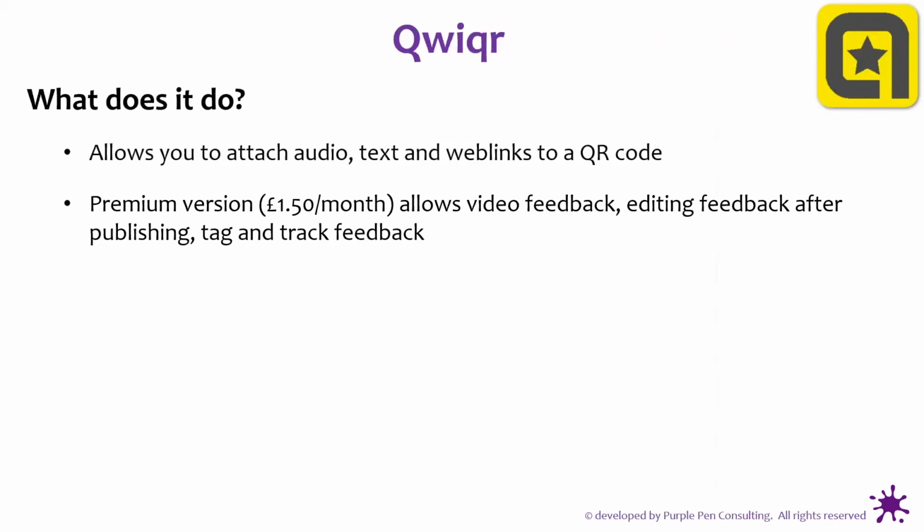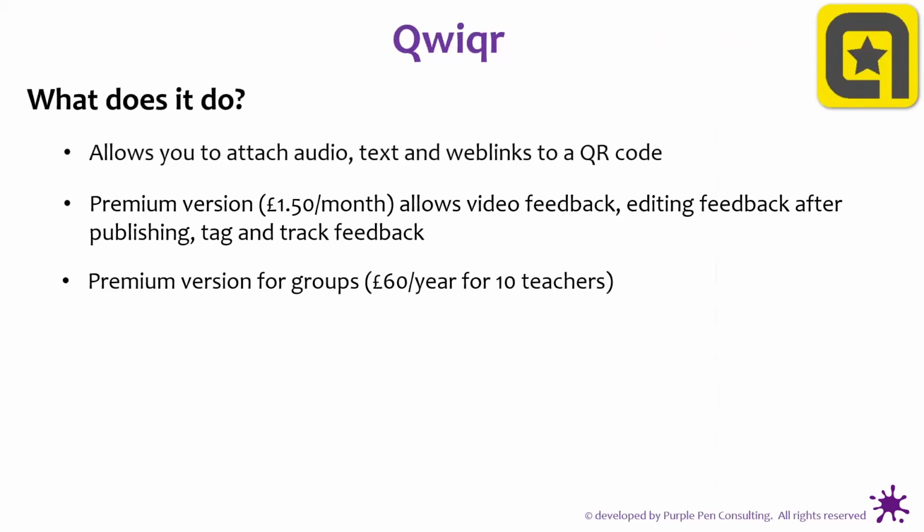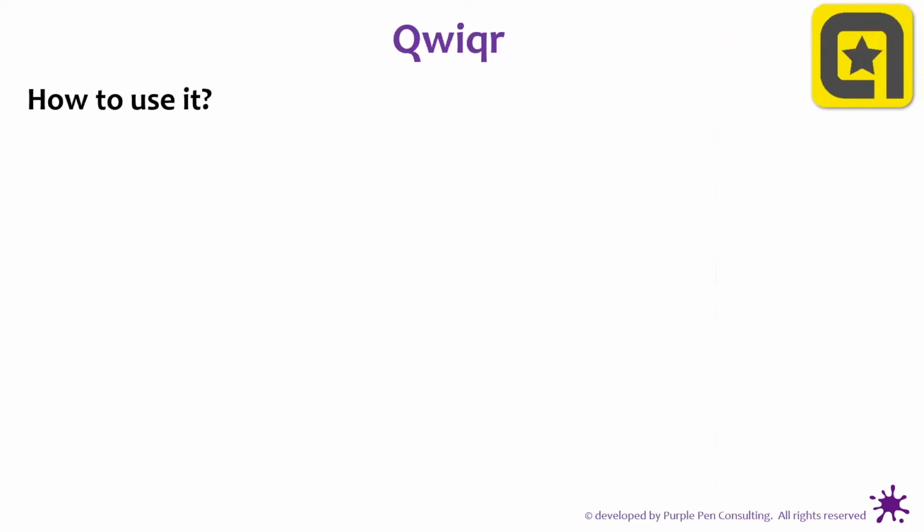There is a premium version which costs a whole £1.50 a month, which allows you to do video feedback. It allows you to edit feedback after you've published it, and most importantly, it allows you to tag and track feedback, so you know when students have listened to the feedback. There is a premium version for groups which costs £60 a year for 10 teachers, so it's a little bit cheaper, but really I think £1.50 a month is not that expensive for the things that it does.